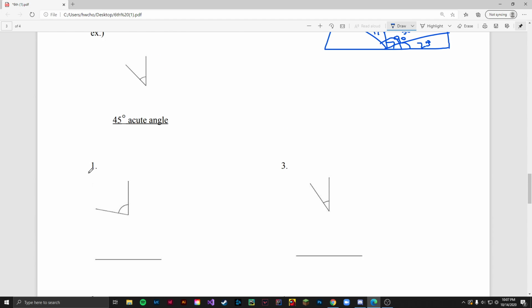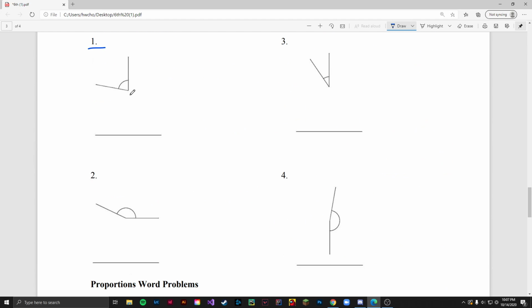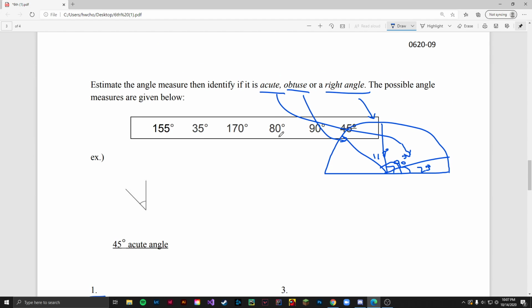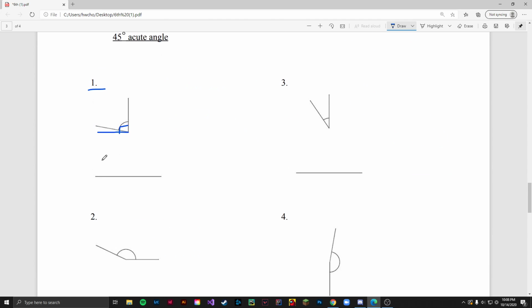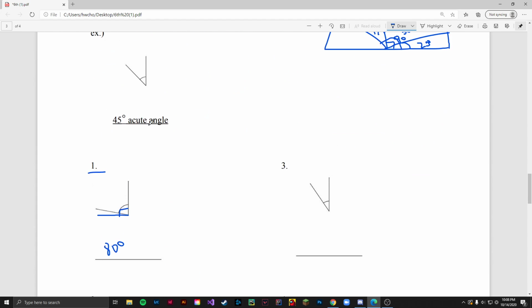Okay, so for number 1, we have to find from this list. Does this look bigger or smaller than a right angle, or does it look like a right angle? Kind of looks a little bit smaller, right? A right angle would be kind of like that. So since it's a little bit smaller, it's not going to be 90 degrees. It's going to be a little less than 90 degrees. Let's look over here. 45 degrees, that's a little bit too short for what we had, right? 35 degrees, that's even less. So let's just go with 80. 80, and since it's less than 90 degrees, acute angle.